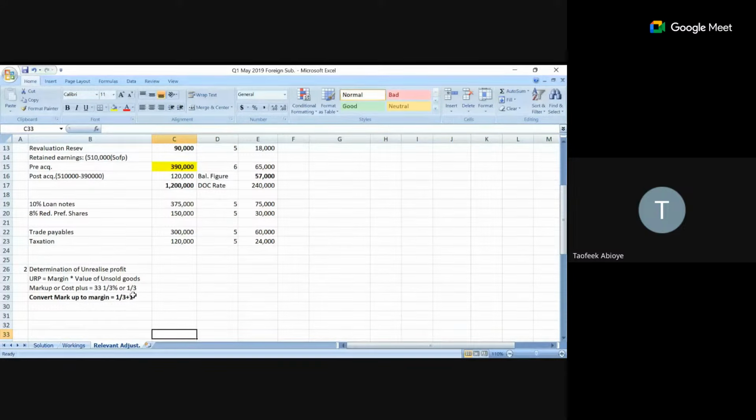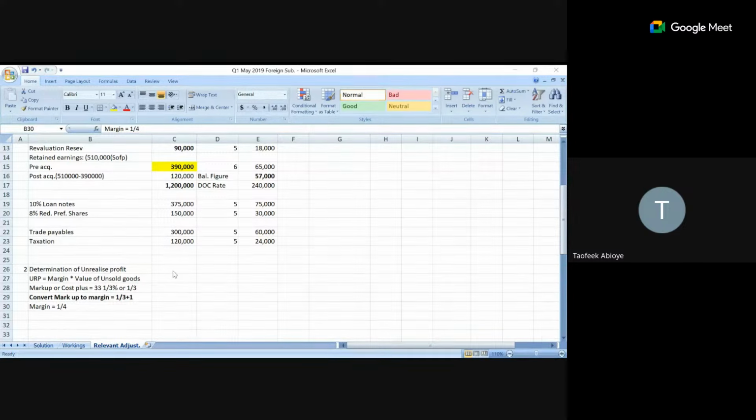It will be 1/4. So converting markup to margin, our margin is equal to 1/4. It will be 1/3 plus 1, which is 1/4. So our margin is now 1/4 because we have converted to margin, right? Yes, we have converted to margin.